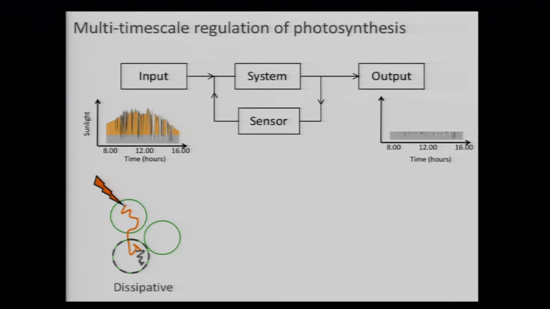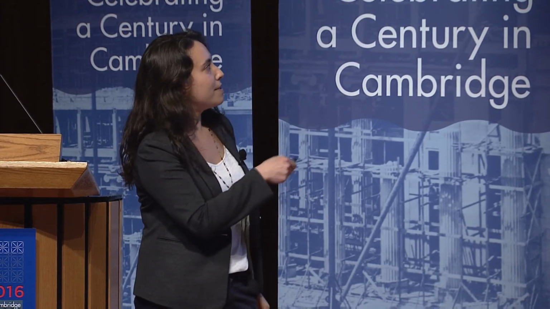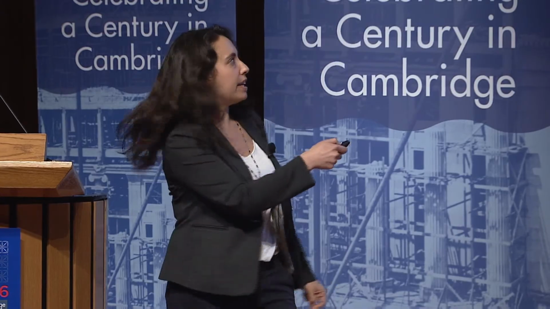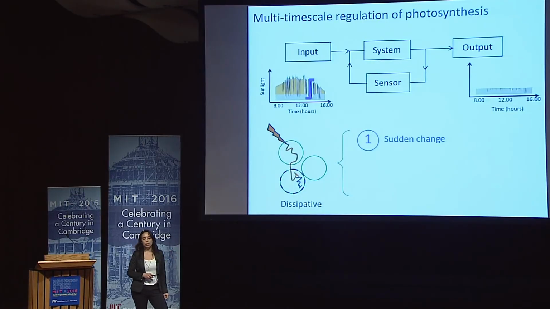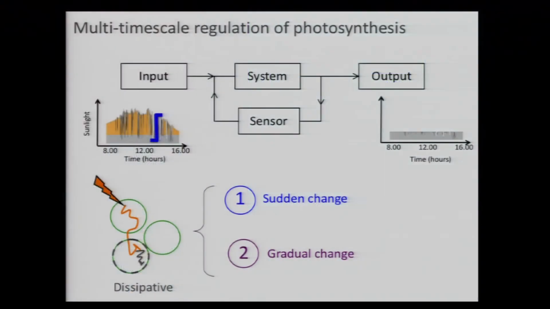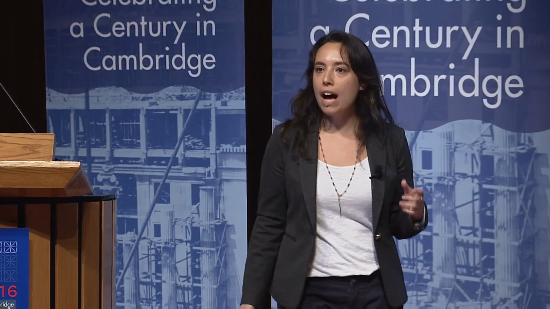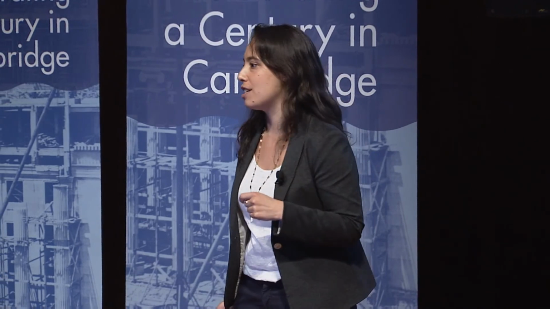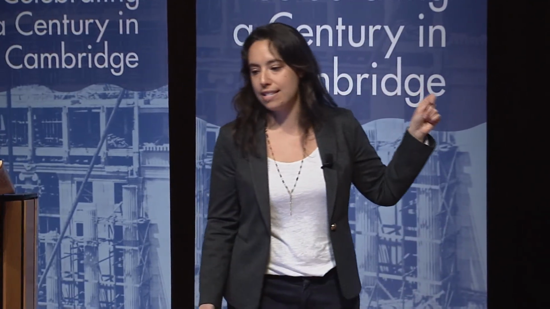And specifically, we identified that this dissipative state has two components. One form that's activated in response to a sudden change, like a cloud passing over, and another form that's activated in response to a gradual change, like sunrise. So what we were able to find is that photosynthetic systems respond to solar intensity in two ways, and those two ways match the two different types of changes that you have in solar intensity.